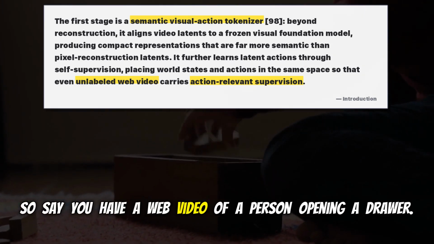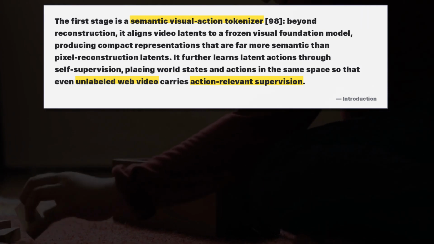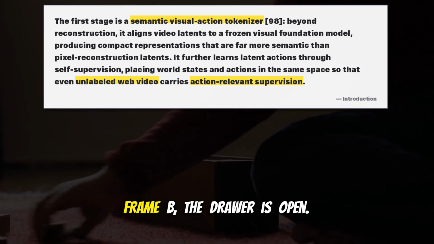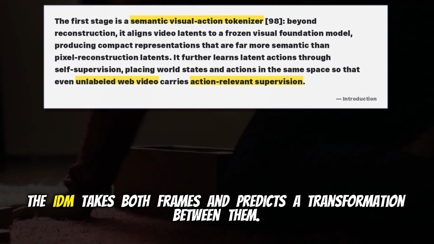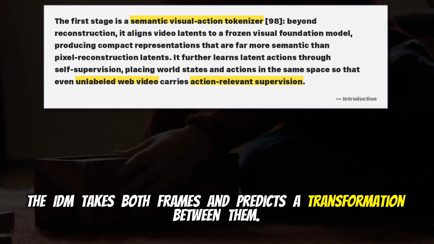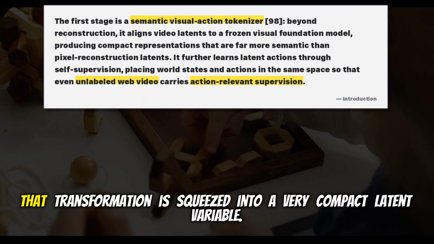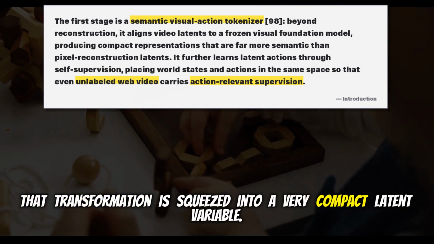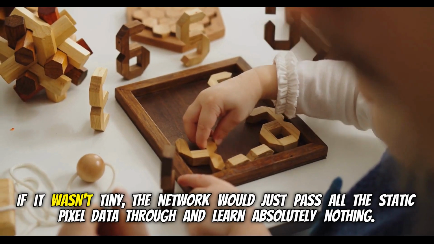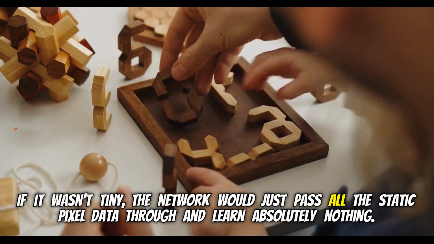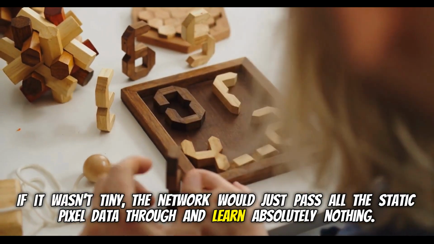So say you have a web video of a person opening a drawer. Frame A, the drawer is closed. Frame B, the drawer is open. The IDM takes both frames and predicts a transformation between them. But there's a massive bottleneck on that transformation, right? Yes. That transformation is squeezed into a very compact latent variable. If it wasn't tiny, the network would just pass all the static pixel data through and learn absolutely nothing.